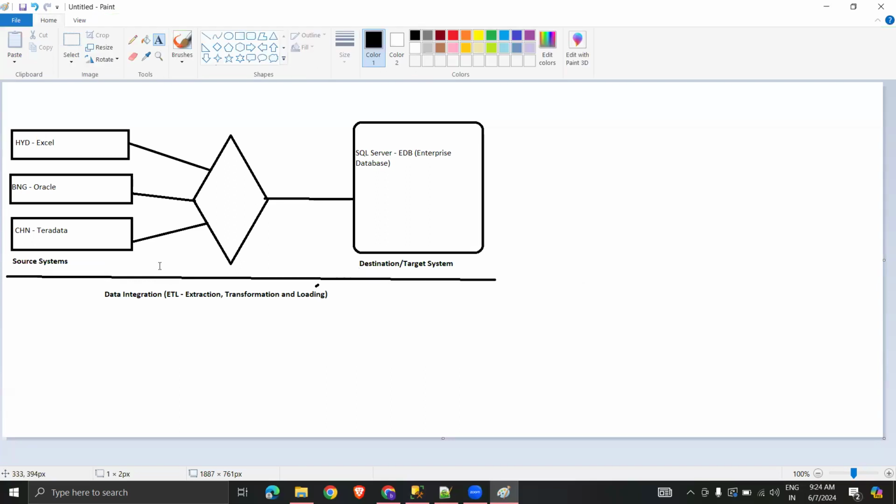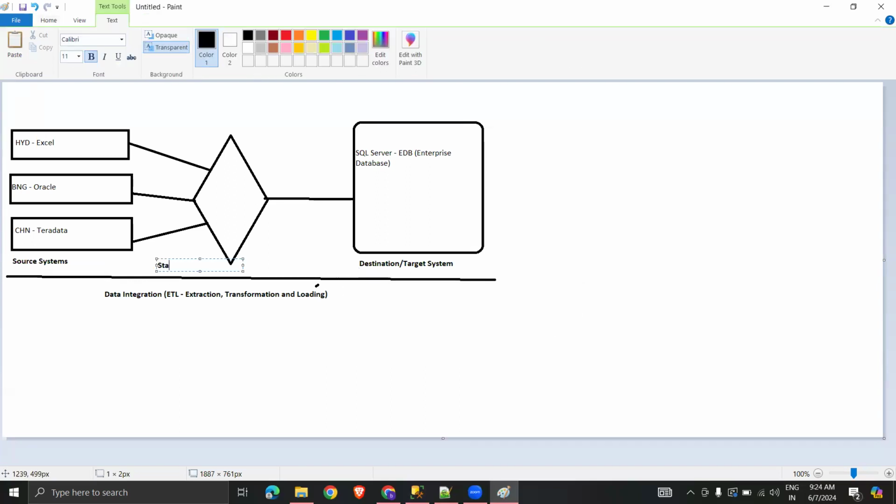And what about this one then? Staging area or transformation area.